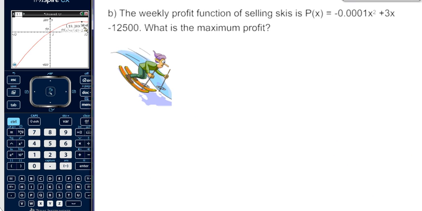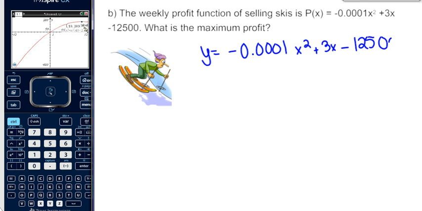Okay, next example, we're given a profit function of skis, and we want to find the maximum profit. So this is already in standard form. We're already given the function itself, so we can even call that y. Again, a is negative, so we know this parabola is going to be opening downwards, and the vertex is going to be the maximum. So if we're looking for the maximum profit, we're looking for the y value, because this function is equal to the profit. We could call that p of x, if that makes more sense. So we're looking for this value.